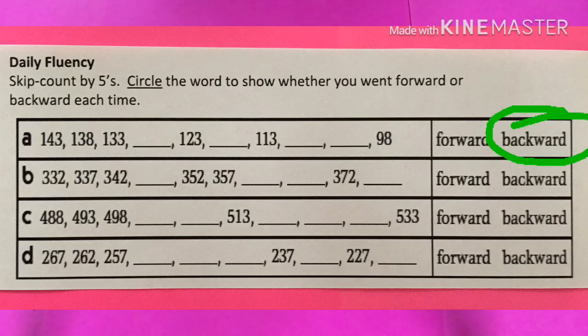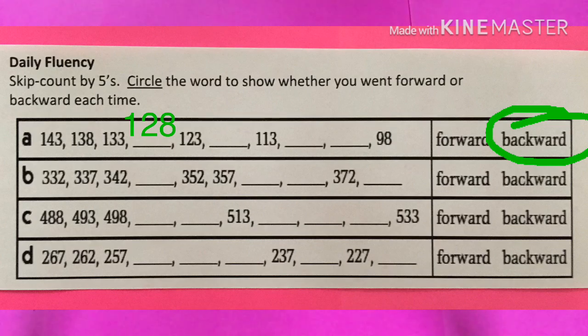So we have 133, what would be 5 less. So use your fingers. 132, 131, 130, 129, 128. So you write 128.